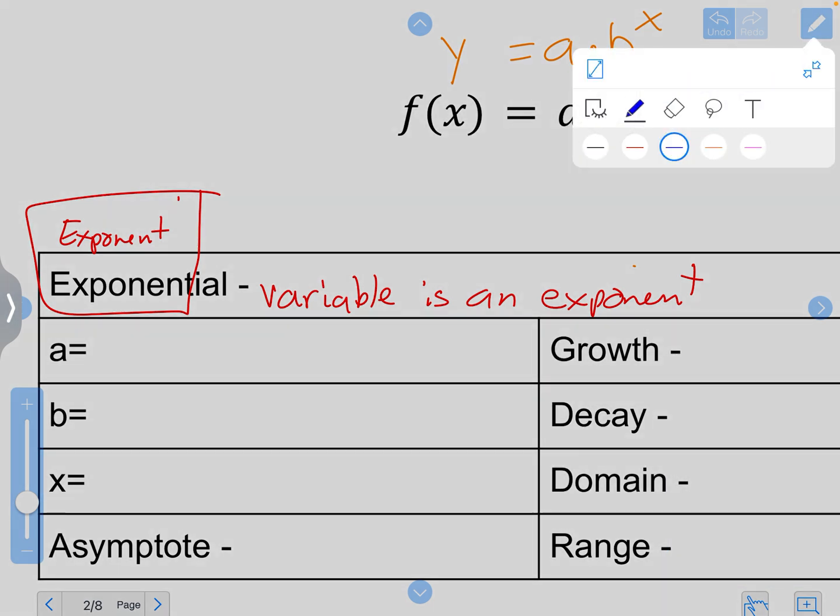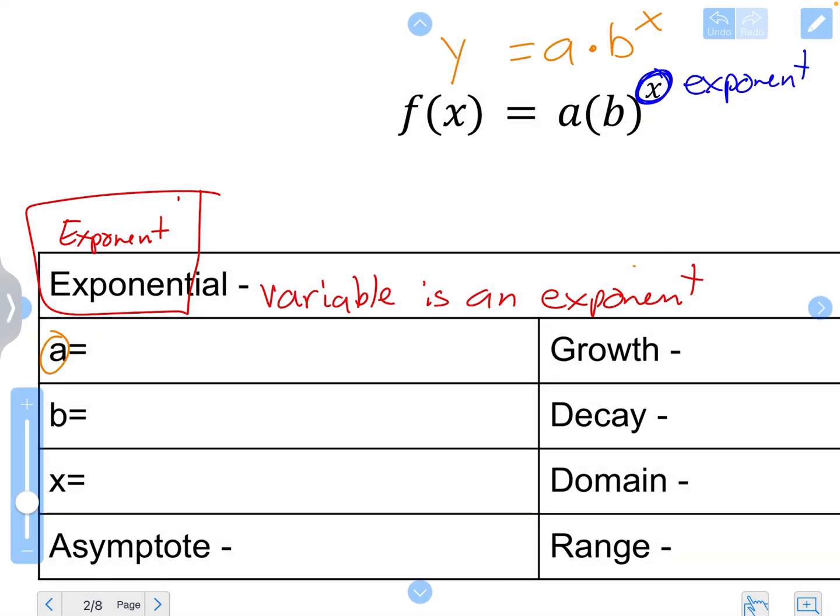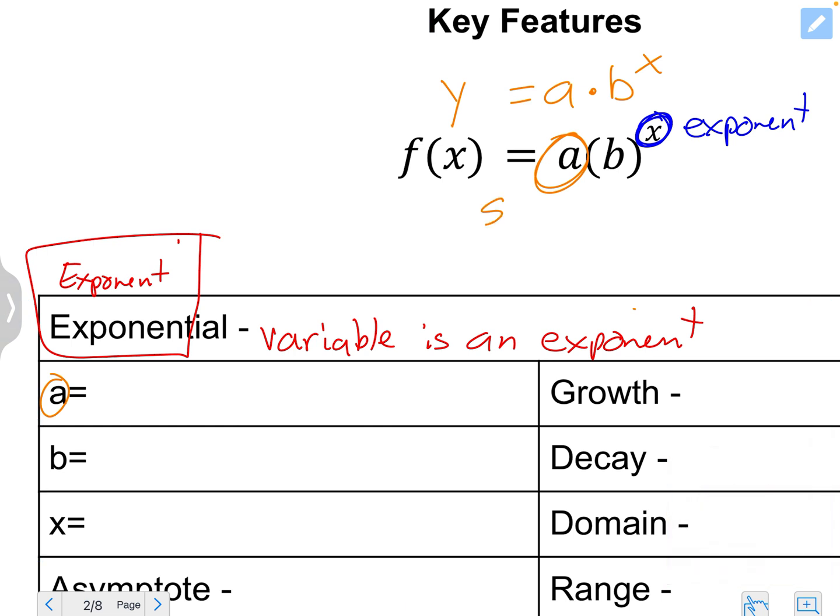So now we're going to talk about our a value. Our a value is our start, beginning, our initial, and it's our y-intercept.